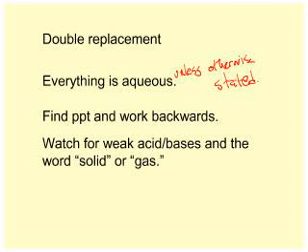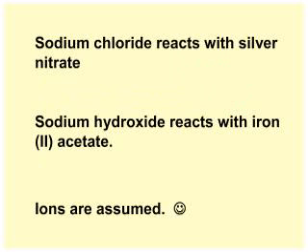The way that I like to do it is I find the precipitate and work backwards. I'm going to be quoting these solubility rules like they're gospel, except I can't really quote gospel. And you want to watch for weak acids and bases and the word solid or gas. So let's do a bunch of examples. Here we go. Sodium chloride reacts with silver nitrate.